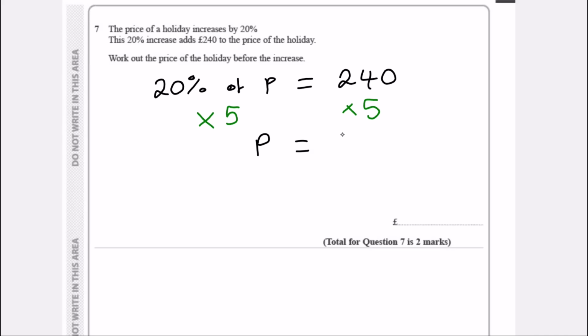240 times 10 is 2,400. Half of that, 1,200. So if we find 20% of 1,200, it will be £240.